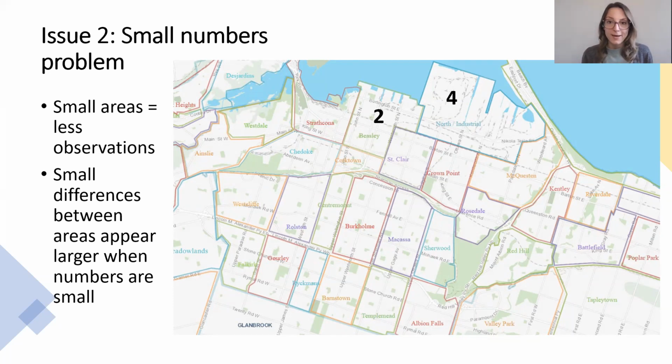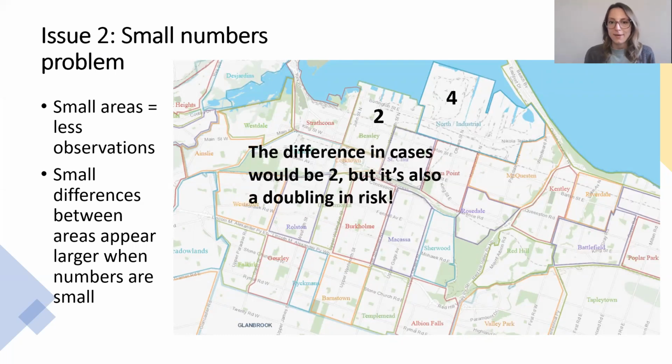Well, if you were just looking at these numbers, you would say, okay, 2 cases, 4 cases, there's only a difference of 2, right? 4 minus 2 is 2. But if you were to turn this information into a rate, the difference in the rates would be a doubling in risk. That's a pretty big discrepancy because the numbers are so small and the areas are so small. So this small numbers problem happens when there are small numbers at play and the differences between them might appear larger than they actually are, based on how you then turn the numbers into rates. That's another important issue to be aware of anytime you're looking at a health map.